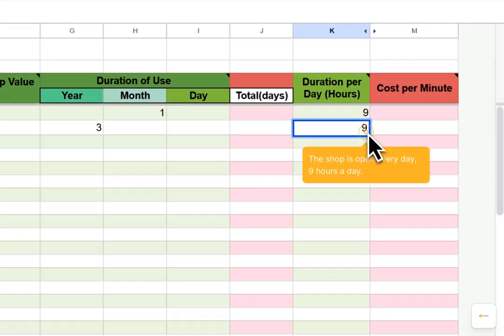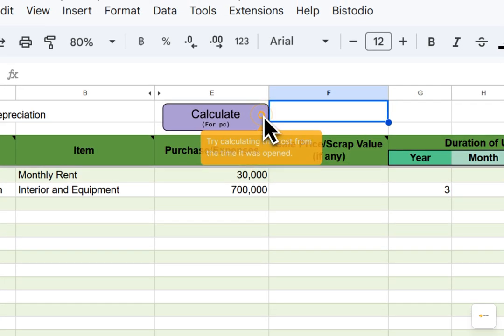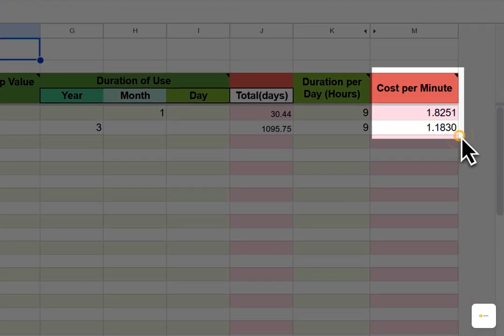The shop is open every day, 9 hours a day. Try calculating the cost from the time it was opened. You can see that if you calculate the total cost, every minute costs about 3 baht.